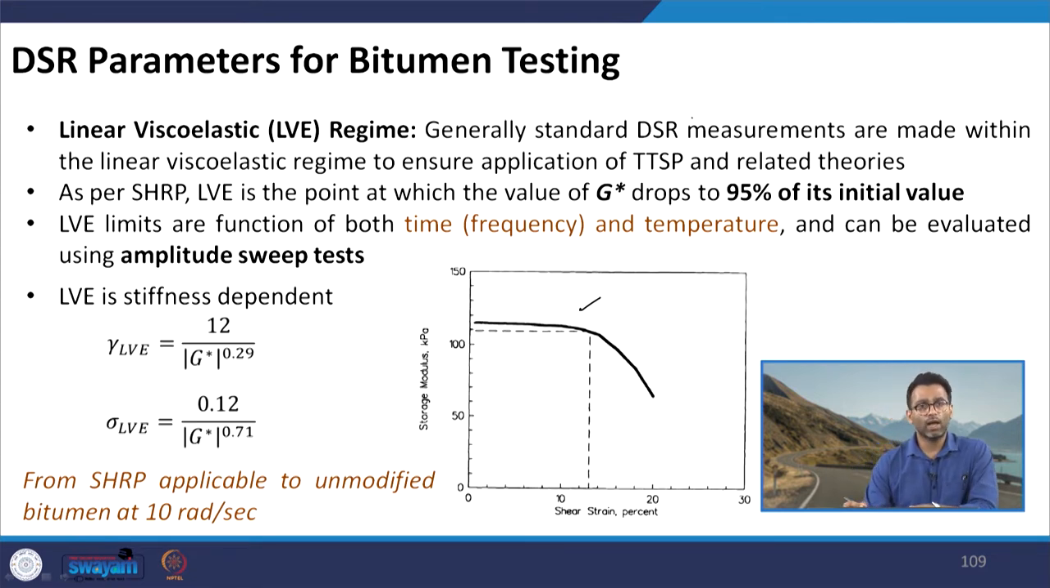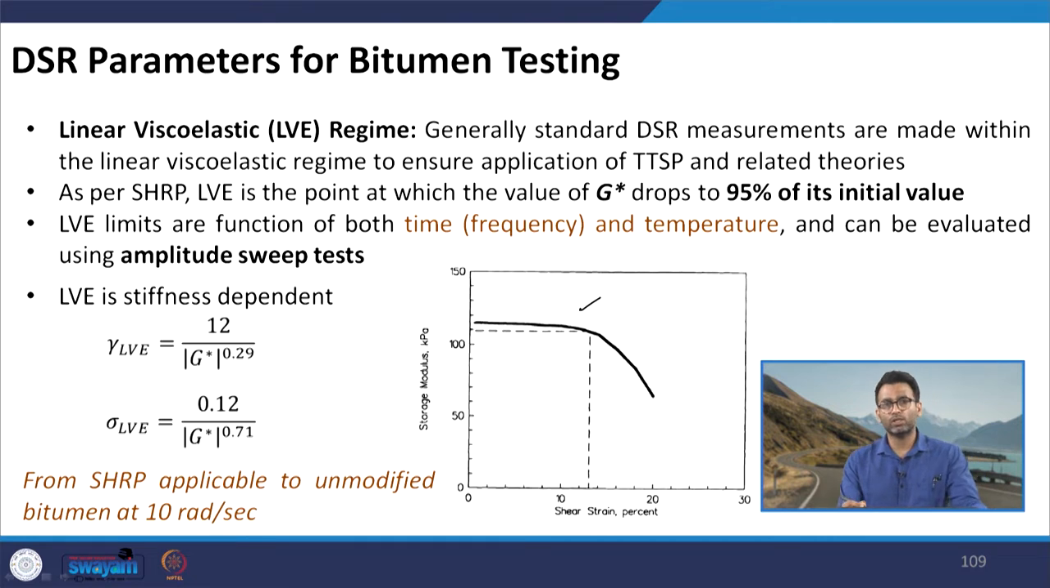The Strategic Highway Research Program has done a lot of testing on unmodified bitumen, and they have related the linear viscoelastic strain limit and stress limit with the stiffness of the binder. And just to repeat, this stiffness parameter or these equations which we discussed are applicable only when the test is done at a fixed frequency of 10 radians per second or 1.59 hertz.